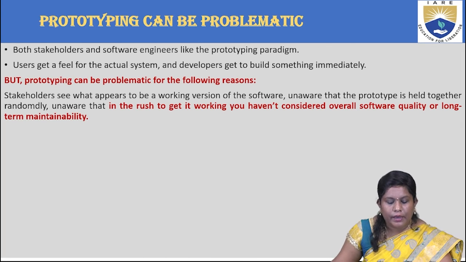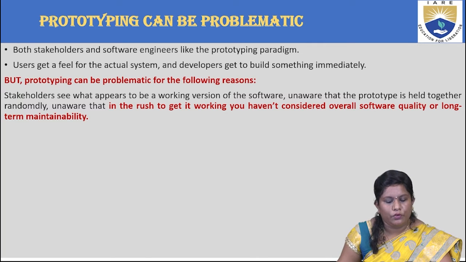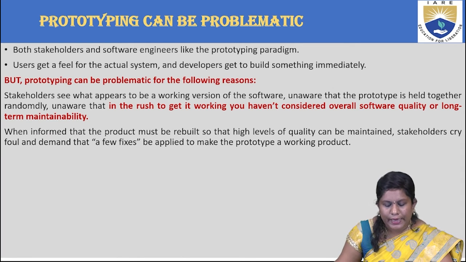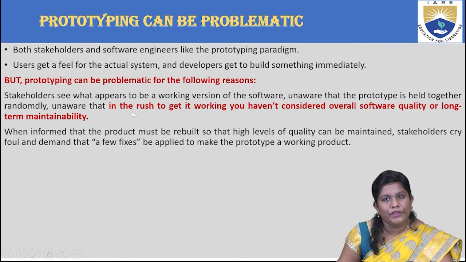There are some stakeholders who say that it has to be finished in less time. So stakeholders see the working version of the software, unaware that the prototype is held together randomly, unaware that the rush to get it working hasn't considered the overall quality, right? So when does it become problematic? When there is a force from the stakeholders asking us to rush things, and then we don't attain good software quality. And when that is happening, you will not be able to fix most of the errors.